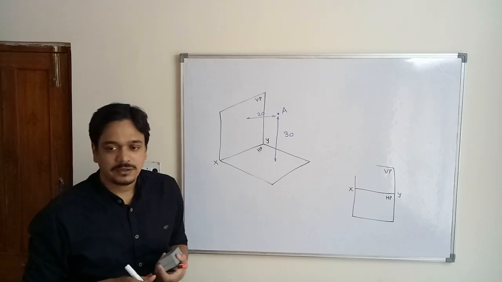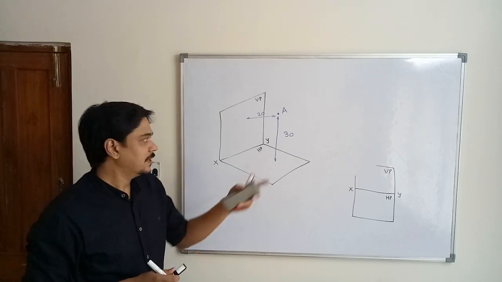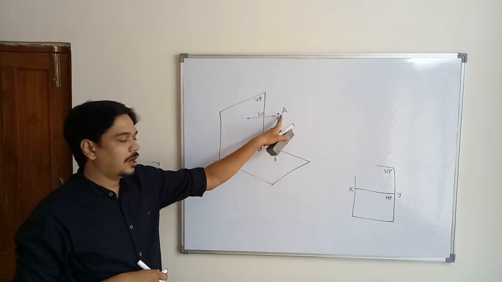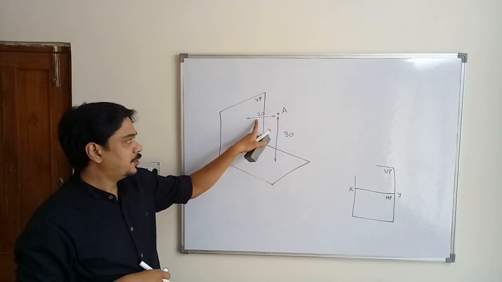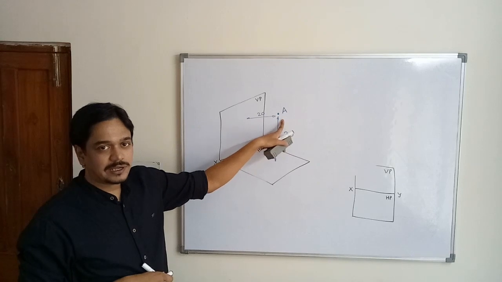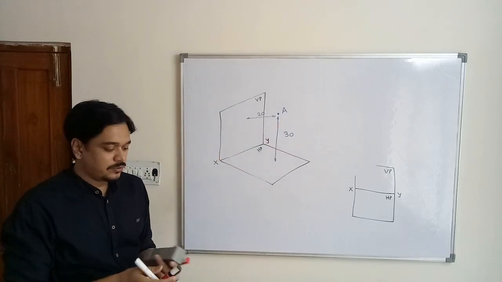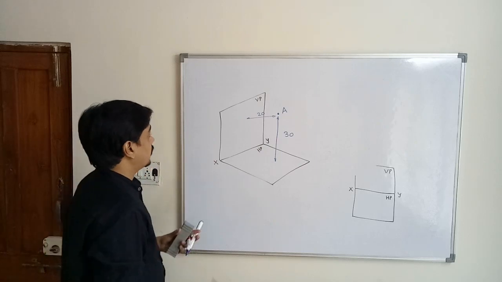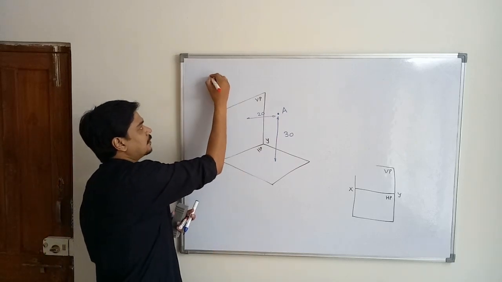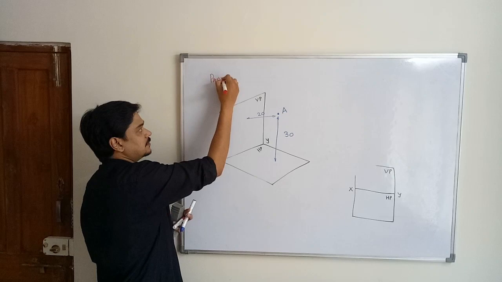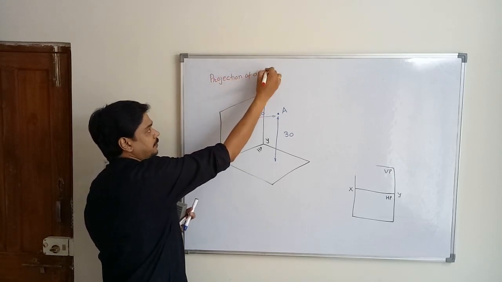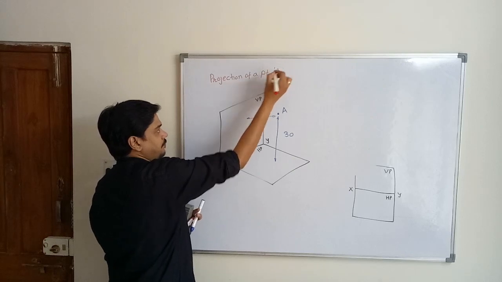So if you want to tell the location of a point A, this location of point A is 30 mm above the horizontal plane and 20 mm in front of the vertical plane. Now you have to obtain the projection of point A.